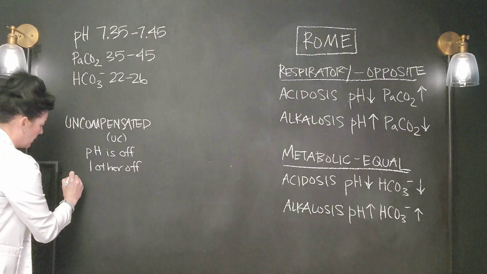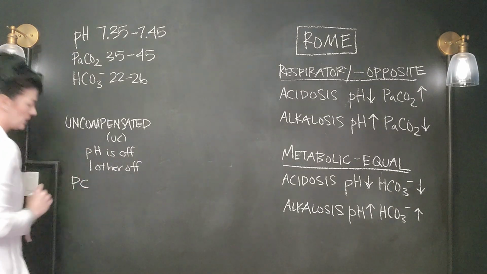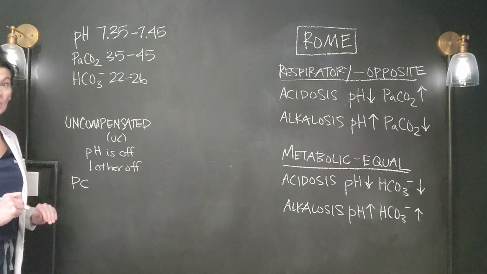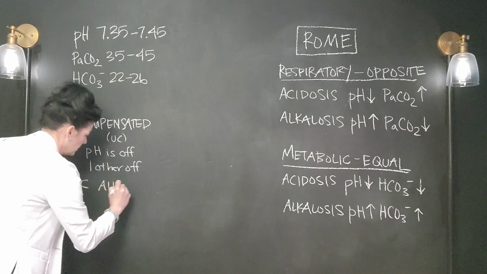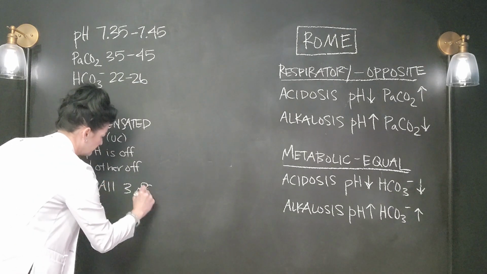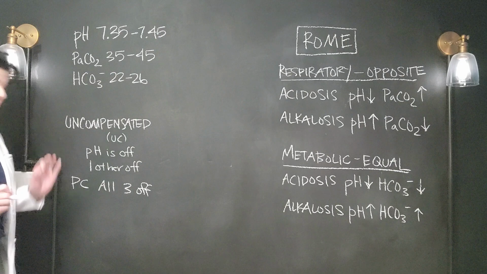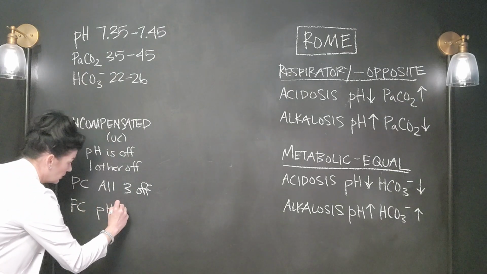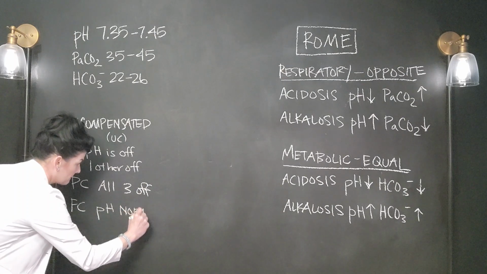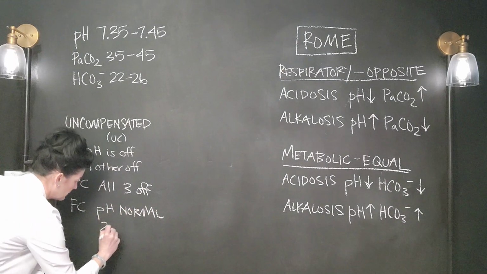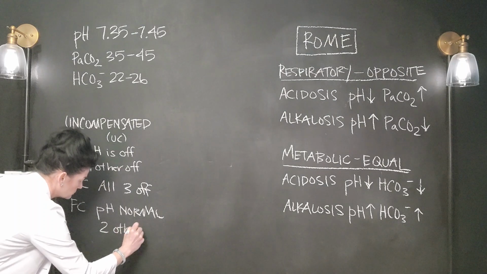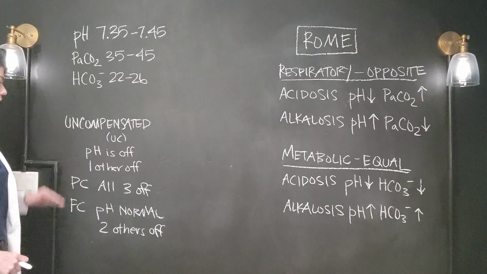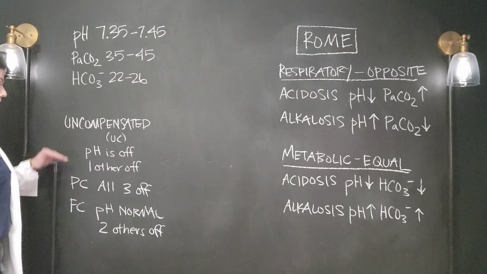Then we've got partially compensated. Nope, not spelling that whole thing out. So we're just going to go with PC. When it comes to partial compensation, all 3 are off. Then when it comes to fully compensated, pH is normal. 2 others are off.